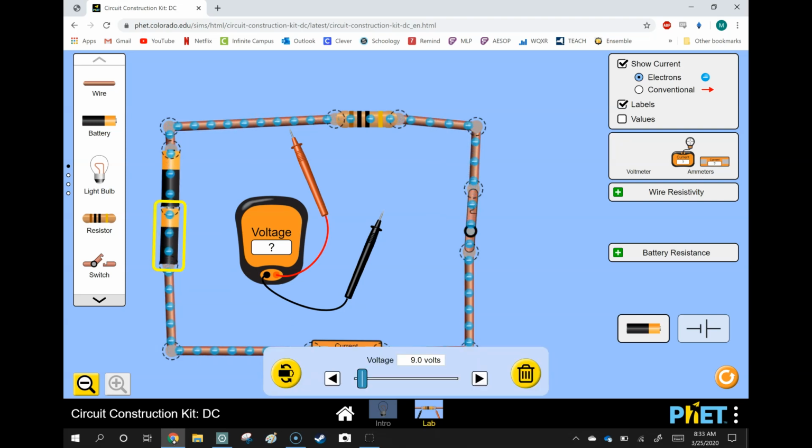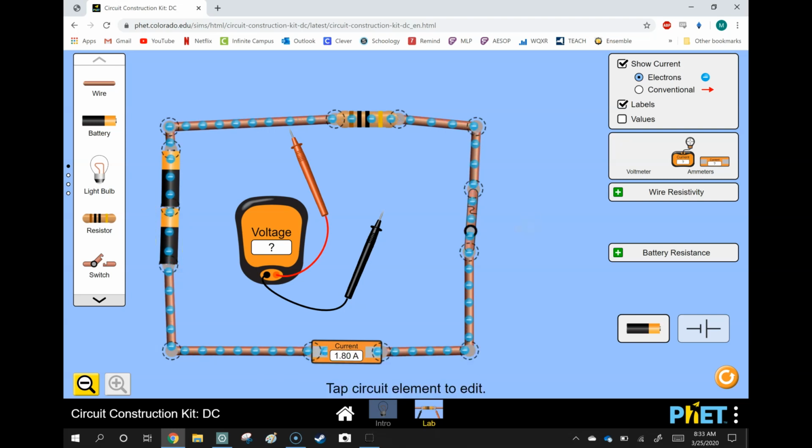And then I showed you the battery trick. All right, I guess email your teacher if you have any more questions about this stuff. It's a really good lab.